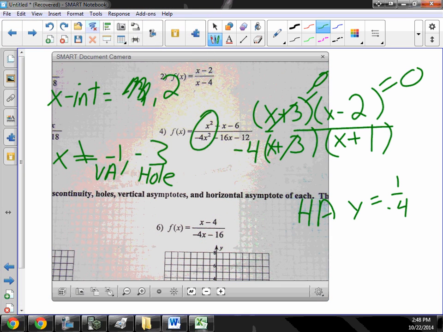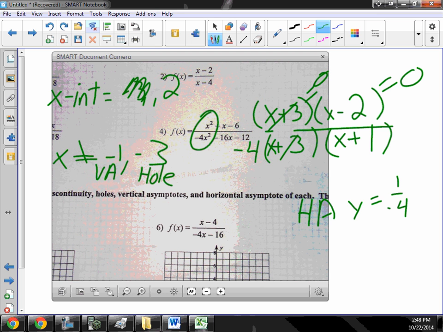Okay, 2 is easy. It's got a VA at 4. It has an x-intercept at 2. It has an HA at 1. And it doesn't have any holes. So let's actually graph one.